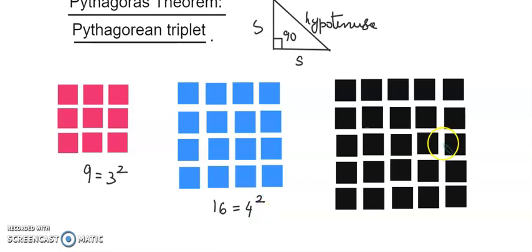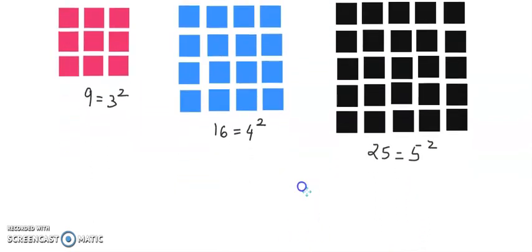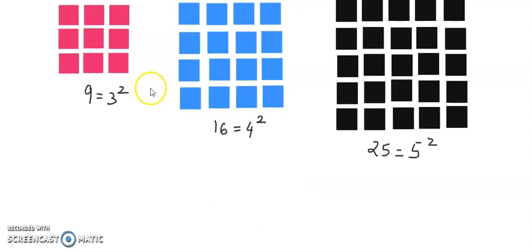Okay. Next, in black color, how many squares have I taken? Can you quickly count? Yes, it's 25. And 25, which number square? 5 square. Okay, now I'm going to place these squares in such a way that they are going to make a triangle. Okay, I'm going to shift them and make it.